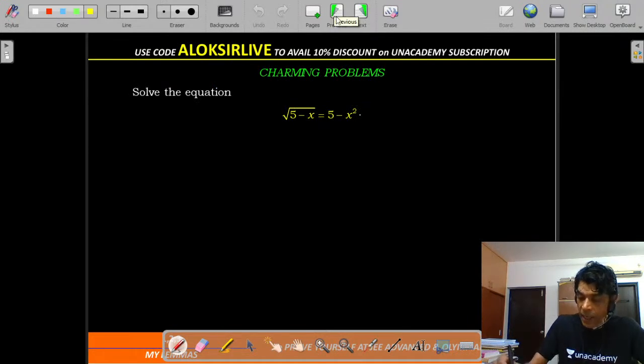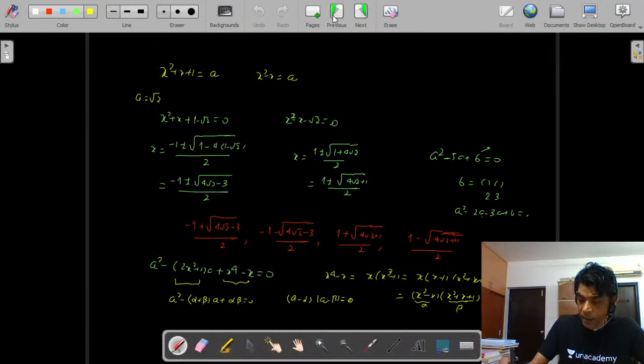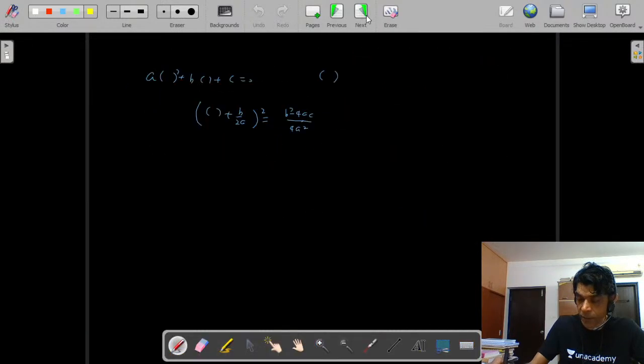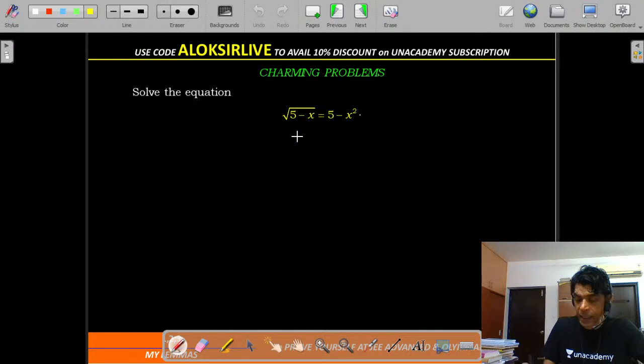Okay, so next, I hope you have not missed anything. Yup, there is nothing in between. So first is the second example for us. See, this looks like again something different: root of 5 minus x is 5 minus x squared. The earlier equation had 4 roots. Now let's see what this gives you.